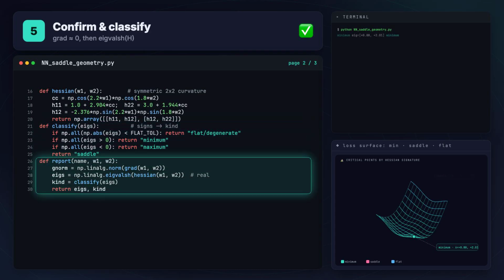The driver ties it together. We loop the 3 known critical points, and for each one we confirm the gradient is near 0, compute the Hessian, pull its eigenvalues, classify and print a one-line verdict with the 2 eigenvalues attached. The points are ordered minimum, saddle, flat, so the printout reads top to bottom, the way the figure is labeled.